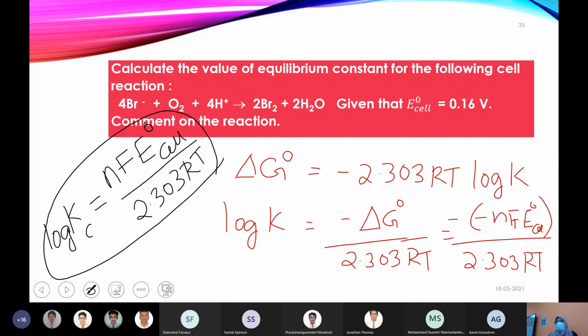What is the n value here? Okay, let me ask that. Can we write it as 1 by 0.059? Which one? Like all the constants F, R, T, and 2.303. Yeah, you can do that. But anyway, here it will be easy to multiply everything together. What will be the n value here?